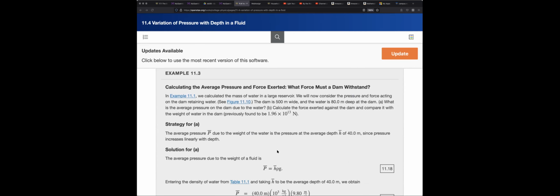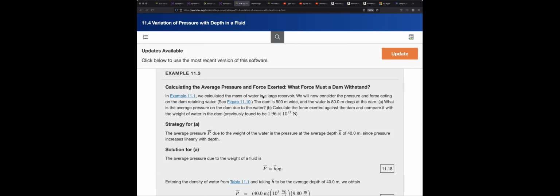Here we want to calculate the force that a dam has to hold back. How strong do you have to make this dam? What's the biggest force it has to hold? Well, we already calculated, what did we calculate before? The mass of water in a dam or something like that. So yeah, it says right here, I wasn't reading. So we calculated the mass of water.